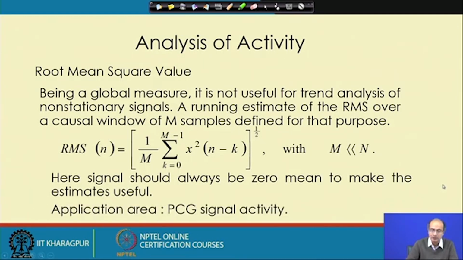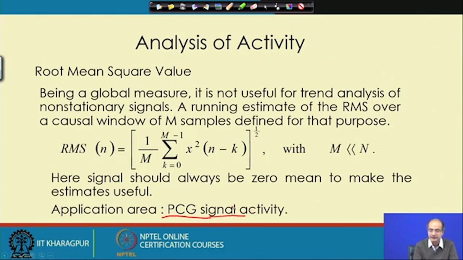People first used this in biomedical engineering for the PCG signal, because for the phonocardiogram we want to know how much energy is there in S1 and S2. So, for a small interval, people have computed the energy of the signal in this way, and that is how we have computed that RMS value.